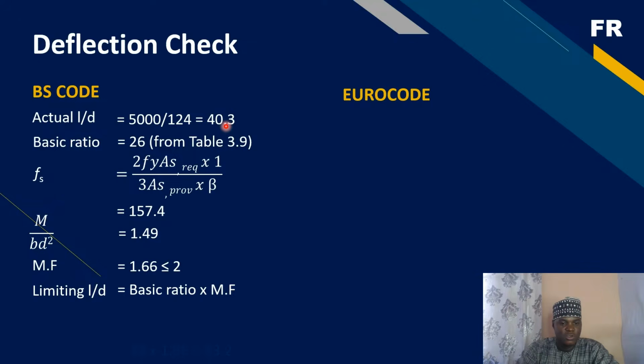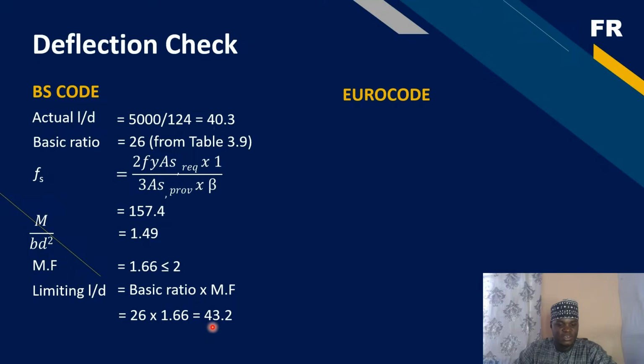So at the end of the day, if you multiply 26 by 1.66, you have 43.2, which is slightly greater than the actual. So therefore, you can say that according to the BS code, providing a reinforcement of T12 at 125, the slab is safe for serviceability requirement. So let's now check for the Eurocode.